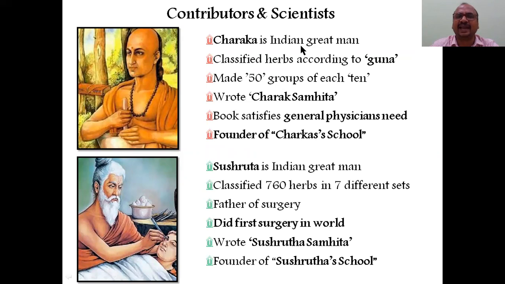Charaka is an Indian great man. He classified the herbs according to the guna. Each plant has separate gunas, like each person has a different mentality. Plants have different gunas, different characters. So he made 50 groups of plants, and each group consists of 10 plants. Like that he prepared them and wrote a book, Charaka Samhita.